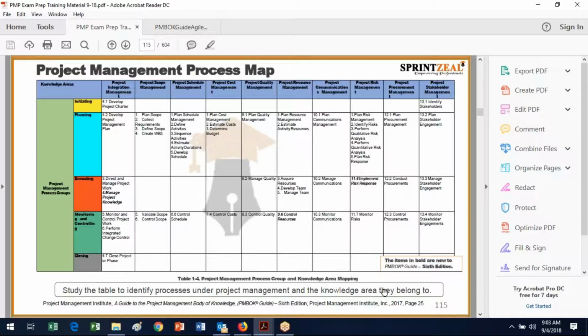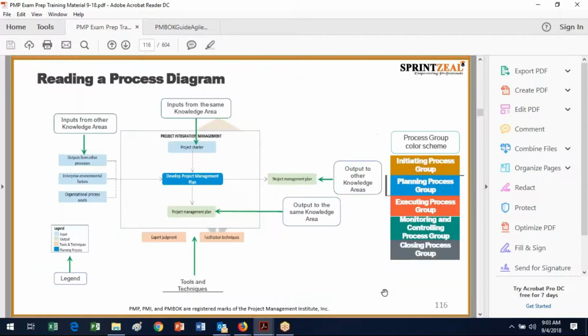So again, we look at the process map, which is from page 25 of the PMBOK, and make sure that you understand where the various processes go, which areas they belong to. Reading a process diagram, on the left you have inputs from other knowledge areas, and you notice our EEFs and OPAs. We're almost always going to have those because they almost always play a role in the 49 processes. And then in the box which names the process itself, you're going to have inputs from that same knowledge area, and as outputs you're going to have things that contribute to further knowledge areas.